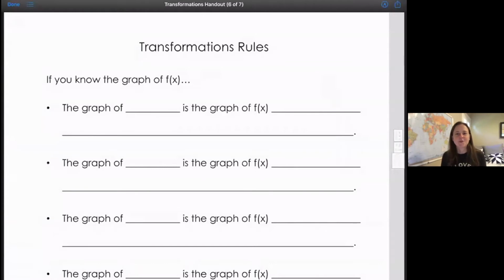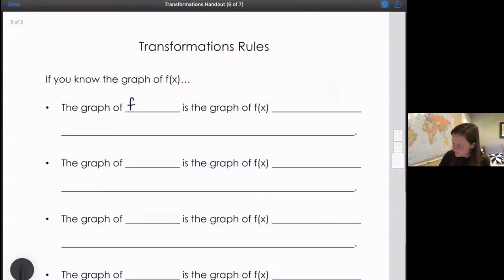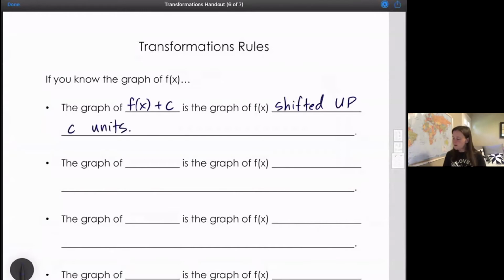All right, so let's write our first 2 rules down. If you know the graph of f of x, the graph of f of x plus c, so if you add a number on the outside, is the graph of f of x. Remember that shifted it up c units. All right, and then the graph of f of x minus c, when we subtract a number, is the graph of f of x shifted down c units.